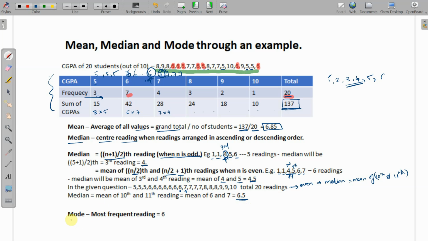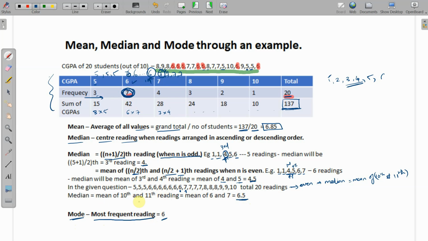And what do you understand by mode? Mode is simply defined as the most frequent reading. If you look at the question, the most frequent reading is the reading which has happened 7 times. So 7 times is 6. Hence your most frequent reading for our question is 6.